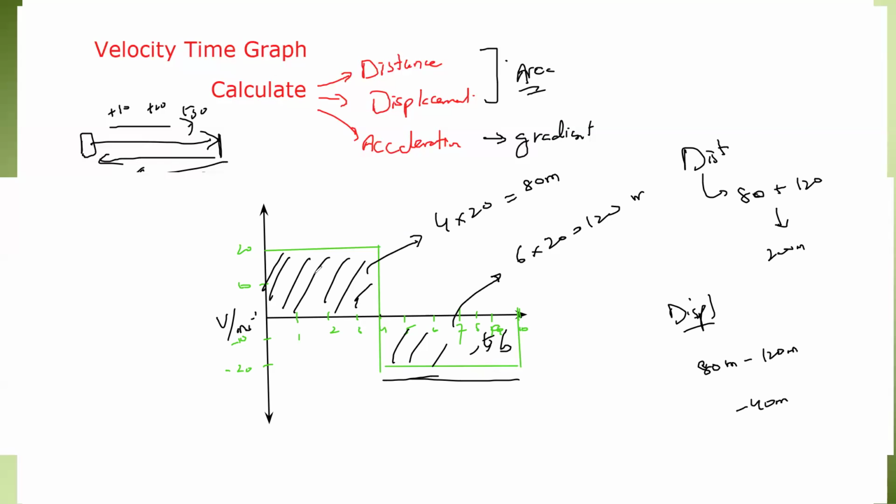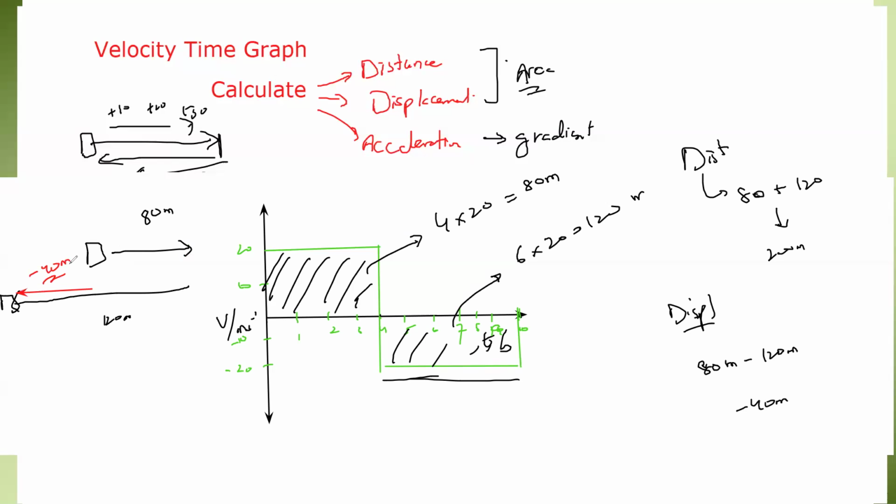Means what does it show? So minus 40 meters: the object actually first moved 80 meters towards right, and then the object covered a total of 120 meters towards left. So what is the total displacement of the object from the starting point? The total displacement of this object from the starting point is negative 40, or minus 40. That's how we know that the displacement is negative 40.